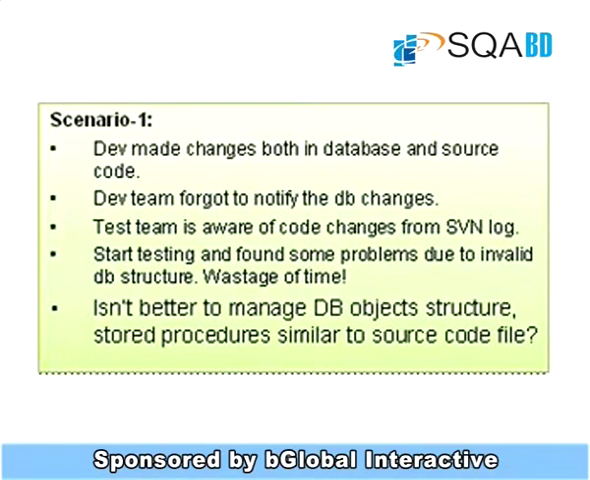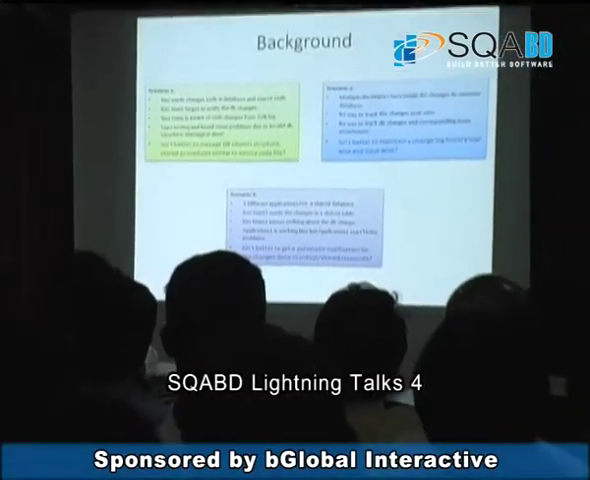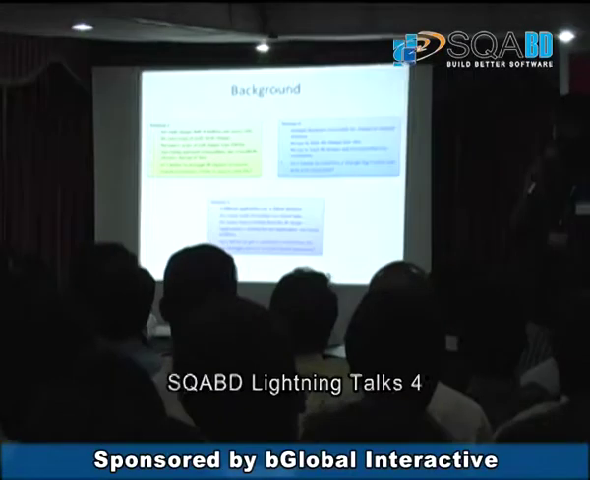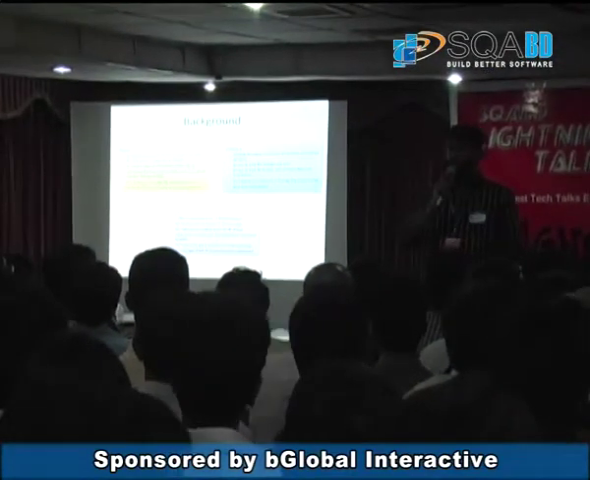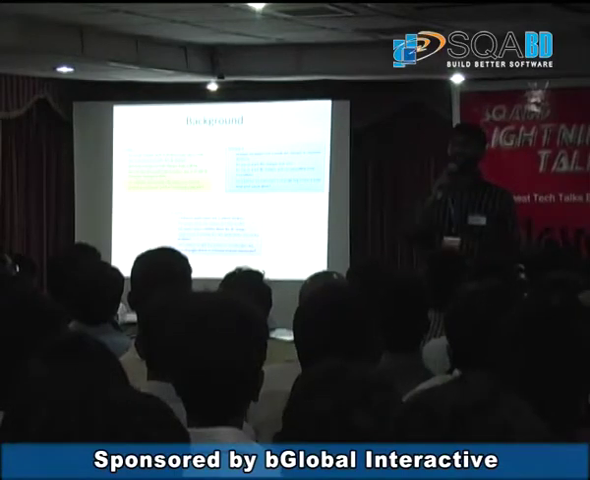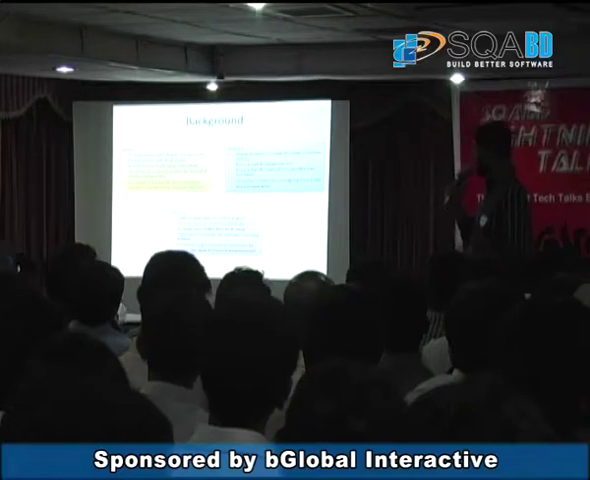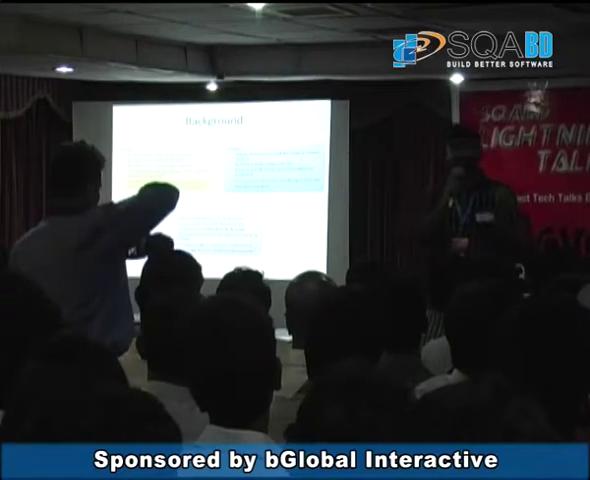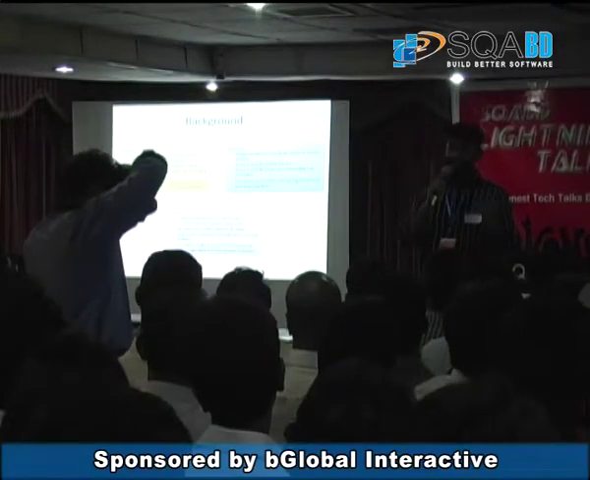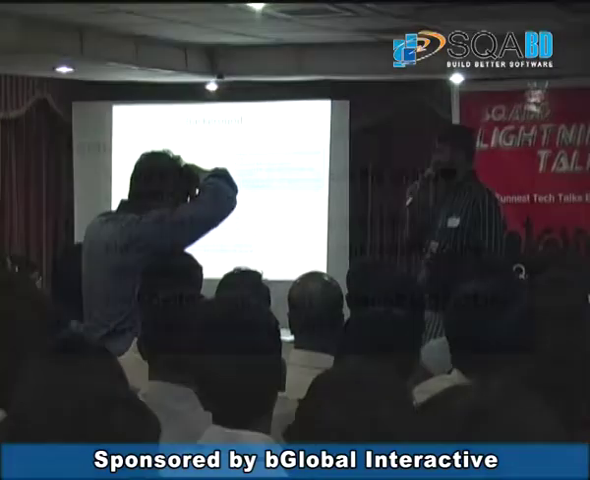So the test team is aware of code changes from the SVN log, but when they start testing, they figure out that something is not working. So after some time of digging, they figure out, okay, the development team did not notify me about the changes in the database. So, wastage of time. So isn't it better to manage the DB structure and the stored procedures similar to source code files, as we maintain our source files or code base actually?